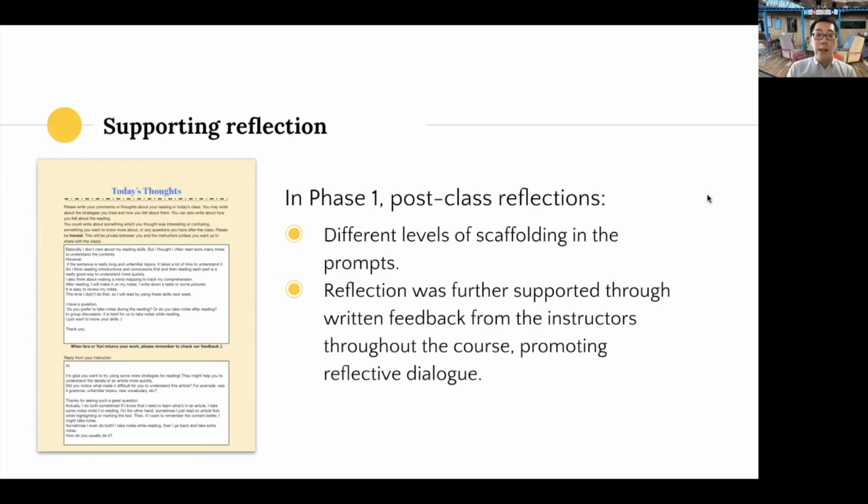And so you can see here, they could record what they did. There were different levels of scaffolding in the prompts. So in my class, Yuri's class, we had slightly more scaffolding in the form of direct prompts or suggestions for things they might want to reflect on. And in doing this throughout the semester, we also supported the reflection through written feedback from us, the instructors. And that helped to promote some reflective dialogue. And because all of us were advisors, this is one way that we were able to incorporate advising into the class.